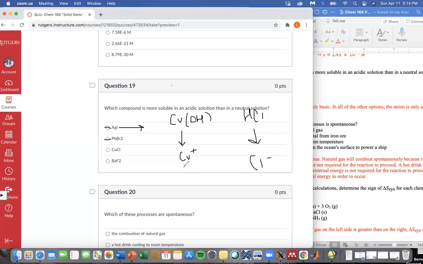So if this is Cu+ and it's weakly acidic and this is neutral, it's going to create a solution that's weakly acidic. And so because of the common ion effect, it wouldn't be CuCl, because that would be more soluble in a neutral solution than it would be in an acidic solution. And so our last one, which must be the answer, is BaF2.